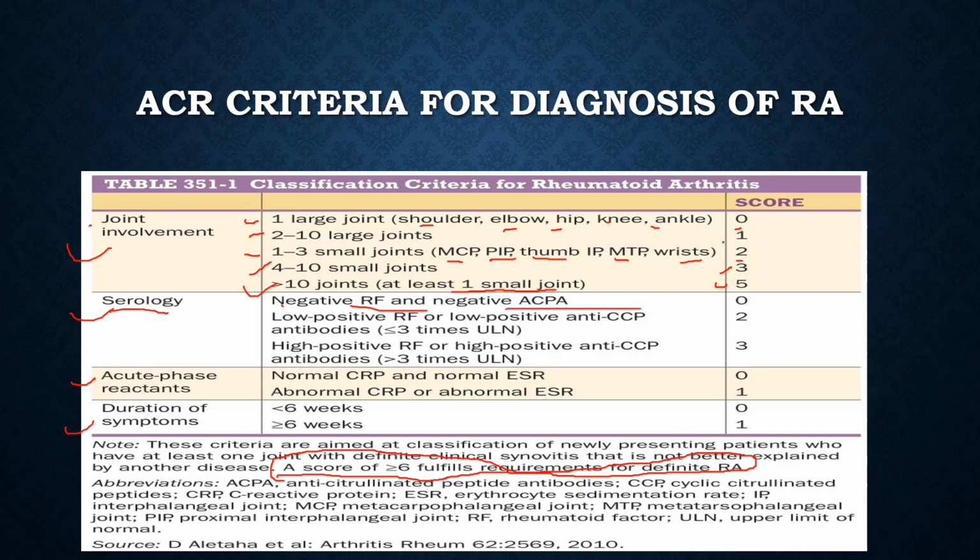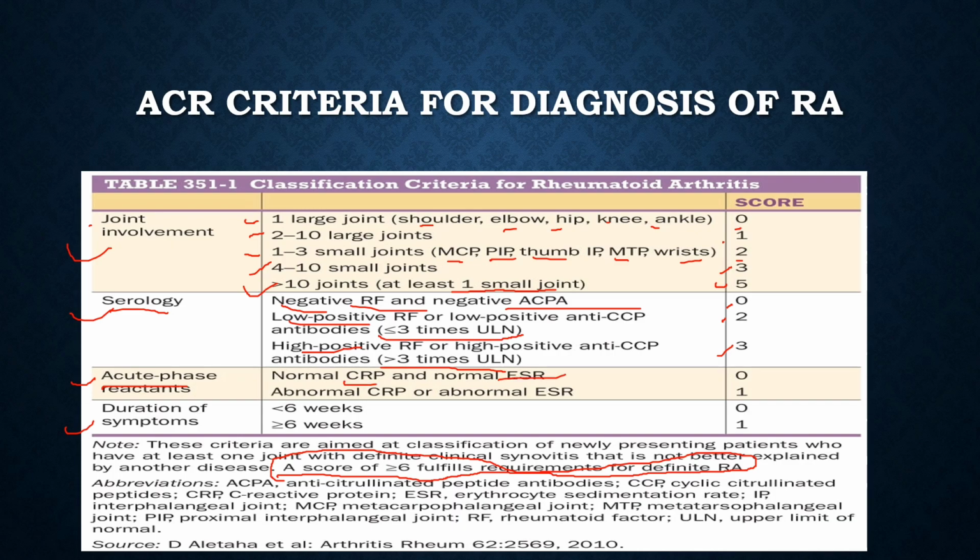The second point is the serology, meaning the investigations like rheumatoid factor and anti-CCP. If both are negative, then the score is 0. If both are low positive, then the score is 2. And if both are high positive, then the score is 3. Low positive means less than 3 times the upper limit of normal and high positive means more than 3 times the upper limit of normal.